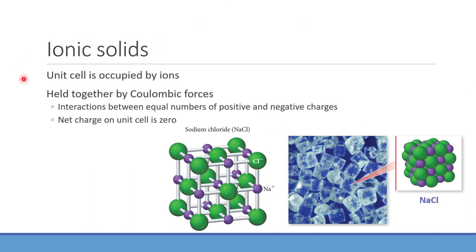So here we have a unit cell that is occupied by ions. These are held together by Coulombic forces, or what we might call an ionic bond. And because these forces are much, much stronger than intermolecular forces, ionic solids tend to have a much higher melting point than a molecular solid. So for example, sodium chloride has a melting point of 801 degrees, while carbon disulfide, a molecular solid with a higher molar mass, melts at minus 110 degrees Celsius.